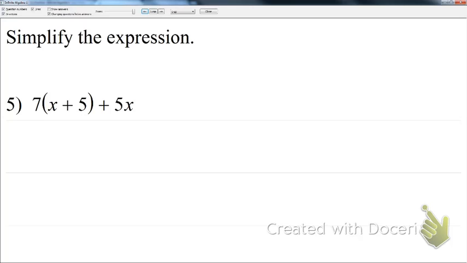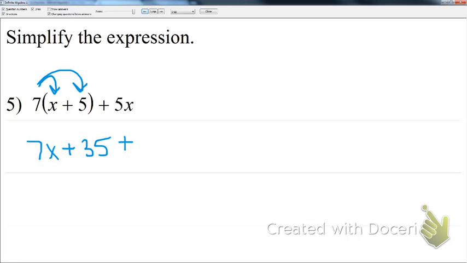Alright, let's see if you can do it. Look at problem number 5. What would you do first? Multiply 7 times x to get 7x. Multiply 7 times positive 5 to get positive 35. Did you do the same thing so far? By the way, push pause if you need some time to work on it.